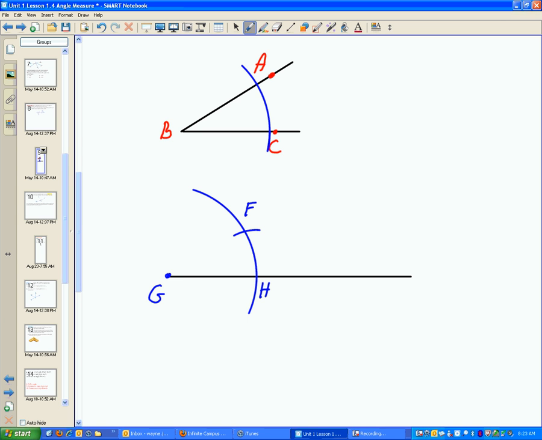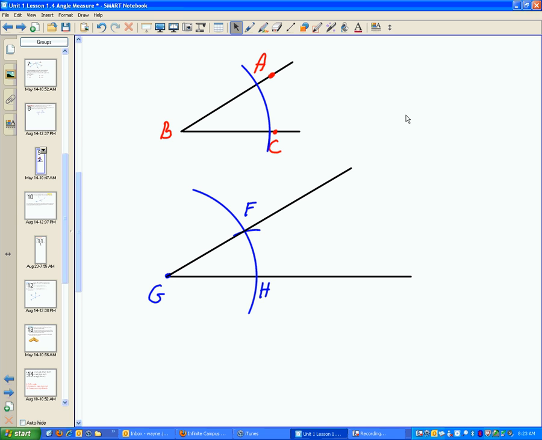And do you see what's going to happen next? You kind of seeing what's going on? If we take a ray and we start at G and go through F, we've made a pair of congruent angles. Or the new angle, angle FGH, is a copy of the original angle, angle ABC.